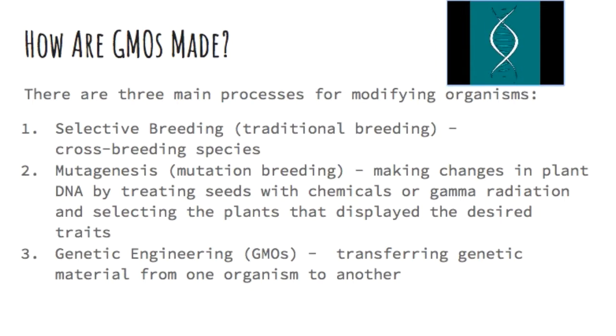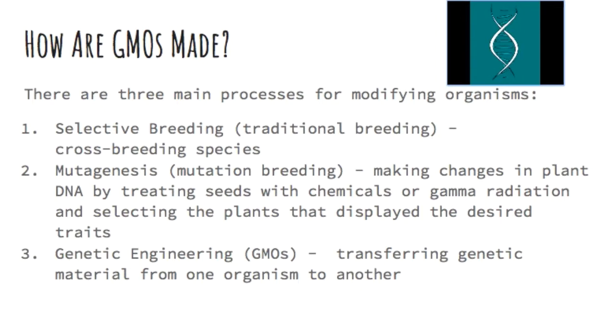Thousands of years ago, when our ancestors first developed agriculture, they used selective breeding to modify organisms. This was seen in species such as the dog. In the 1920s, the process of mutagenesis was developed. Mutagenesis involved treating organisms with chemicals or gamma radiation and using the survivors with desired traits for their products.